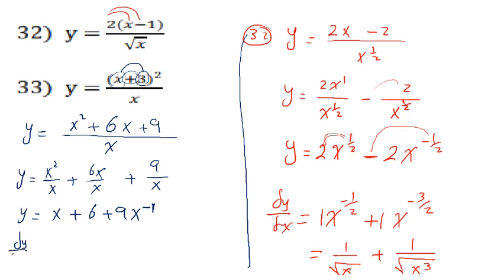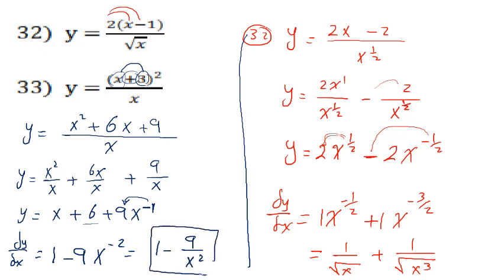So dy by dx is equal, derivative of x is 1, derivative of any number is 0. Then when I put down the power or the exponent, it's going to be negative 9. Subtracting from the power 1 is going to be x to the negative 2. So it's 1 minus 9 over x squared.